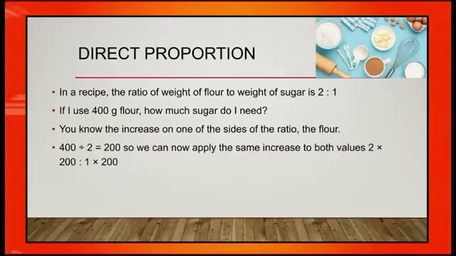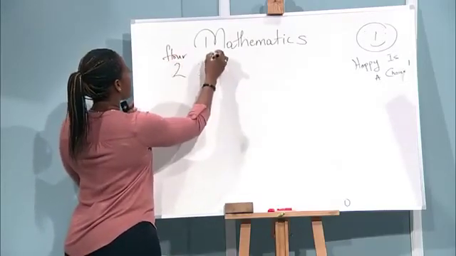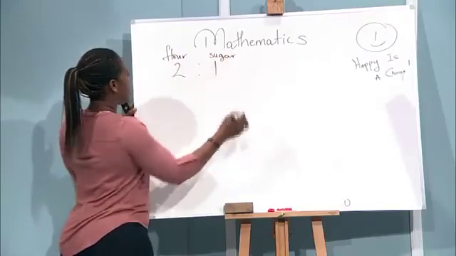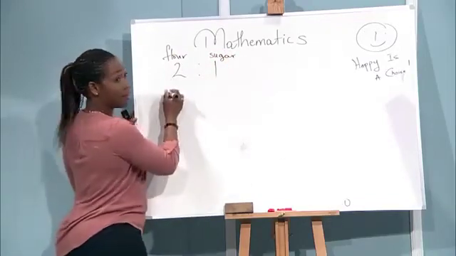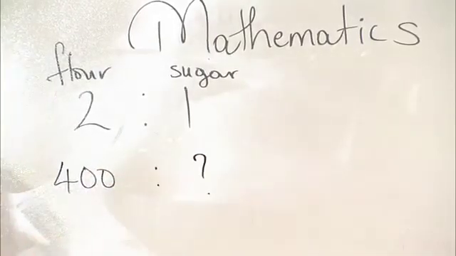All right, so let's look. What would have happened to 2 to get it to 400? You would have multiplied. Let's do that on the board so that I'm not just talking and you're not fully understanding. So the first ratio we got was 2 to 1. That's our starting ratio, and we know that ratio means flour to sugar. So if you want to make sure you are staying on track and not lost anywhere, you put flour and sugar over there. Then the flour would have now changed to 400. And you are trying to determine how much sugar you should have to match that.